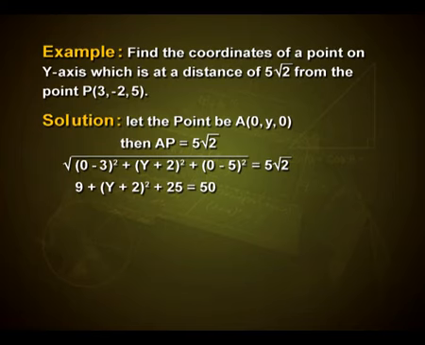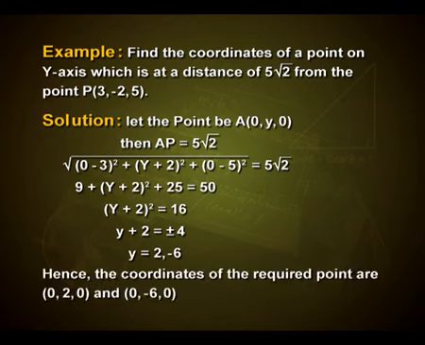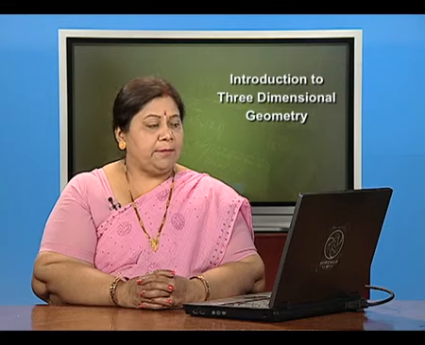This we have obtained by squaring both sides, which on simplification again gives us (y plus 2) whole square is equal to 16. On taking the square root on both sides, we get y plus 2 is equal to plus or minus 4. That is, y is equal to either 2 or -6. Hence, the coordinates of the required point are (0, 2, 0) and (0, -6, 0). Let us look into one more interesting example here.